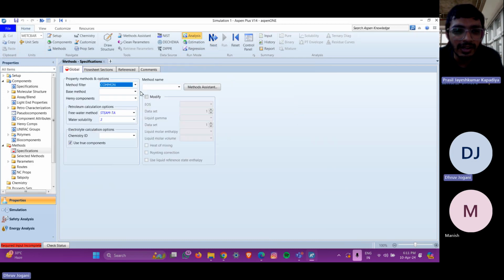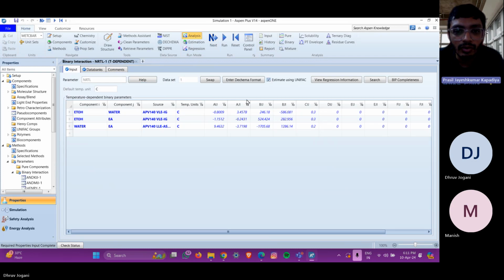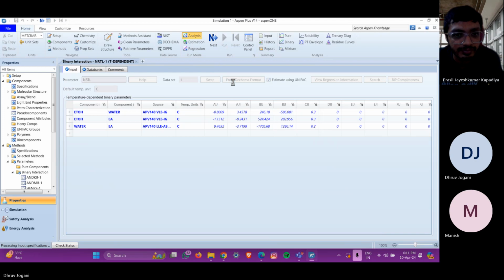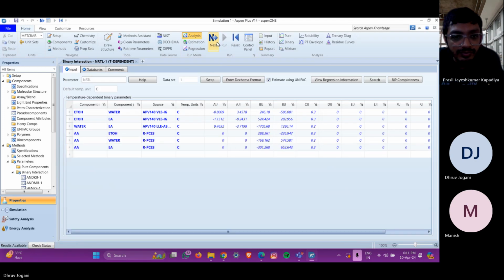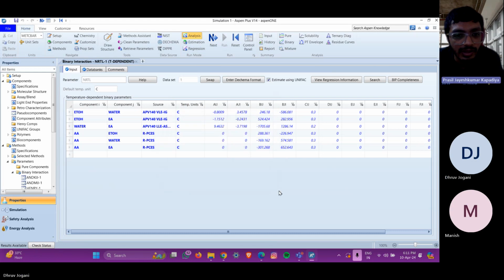Okay, let's take the NRTL model. Let's not go for ideal. Okay, NRTL. Now press next. Okay, estimate using UNIFAC. Okay, still it's showing 0, 0. Now let's go to the simulation window.